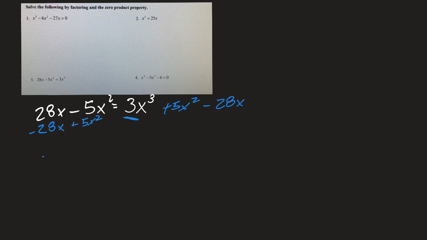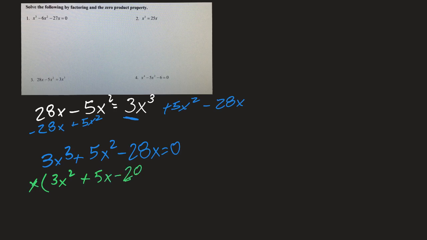And here's what I've got now. 3x cubed plus 5x squared minus 28x equals 0. And of course, what am I going to go for? That's right, we need to make sure that we take out our GCF, which is x again. 3x squared plus 5x minus 28 equals 0. Okay, and now we're going to look for some factors for this. This can be a little bit tricky, especially because we've got this number in front this time. We haven't seen a ton of that yet.